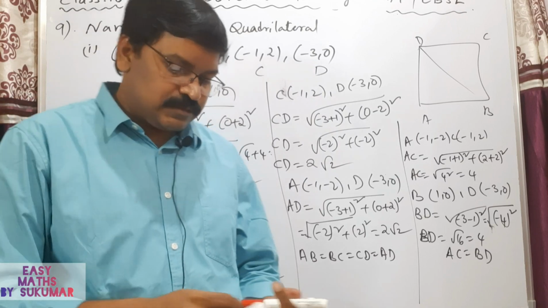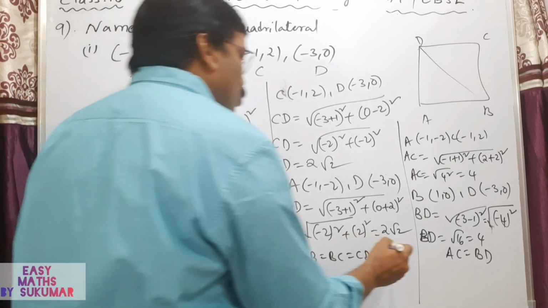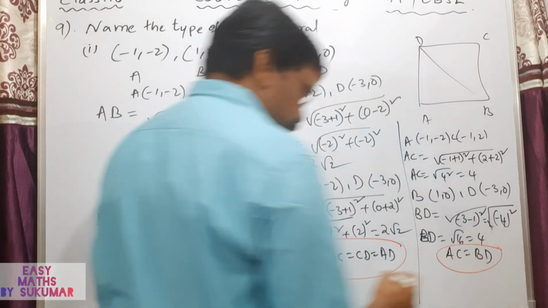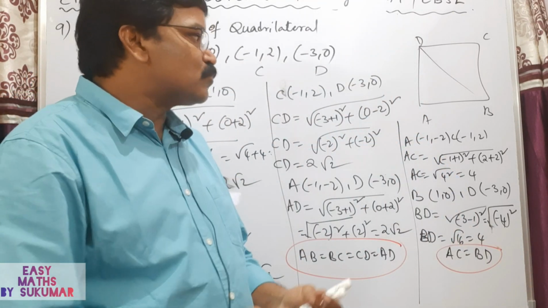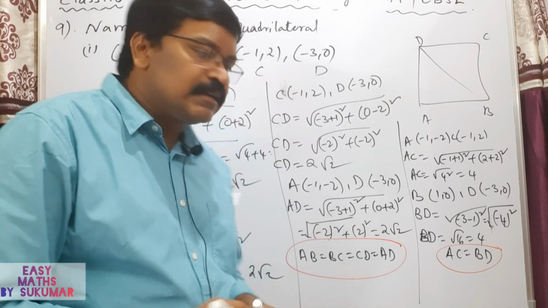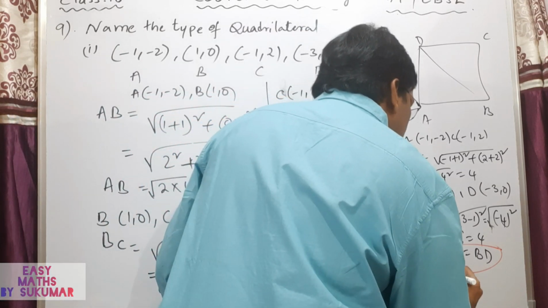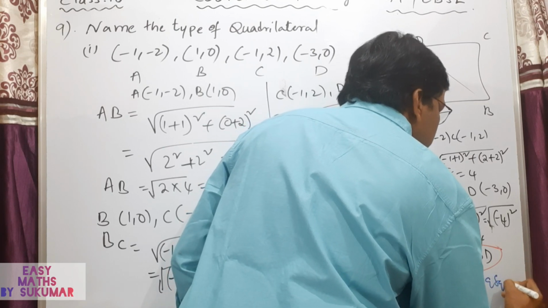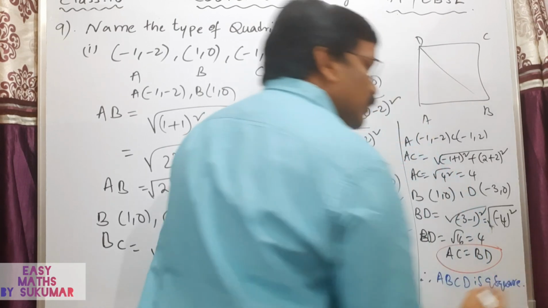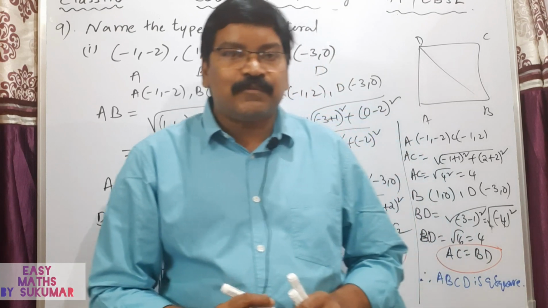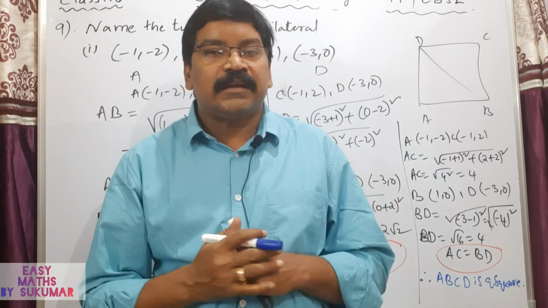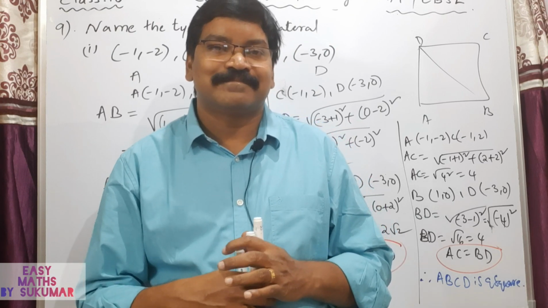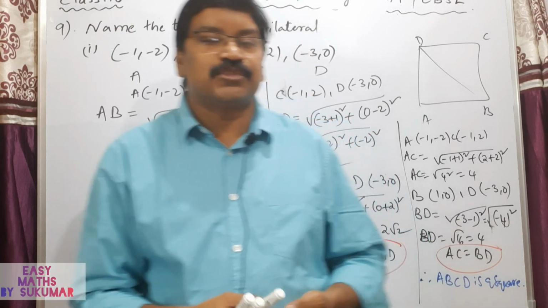Did you observe here? What do you observe here? All the four sides are equal and the diagonals are equal. Therefore, what do you say about this quadrilateral ABCD? So therefore, ABCD is a square. Why is it a square? All the four sides are equal, and the next point is the diagonals are also equal. So ABCD is a square.